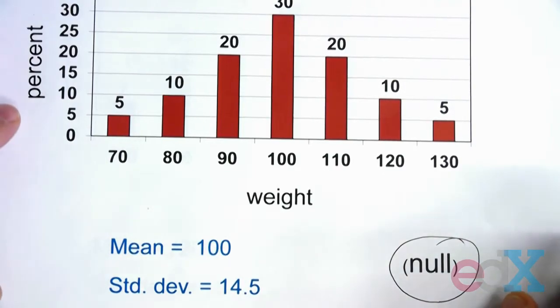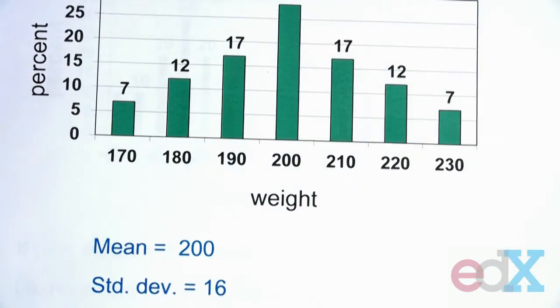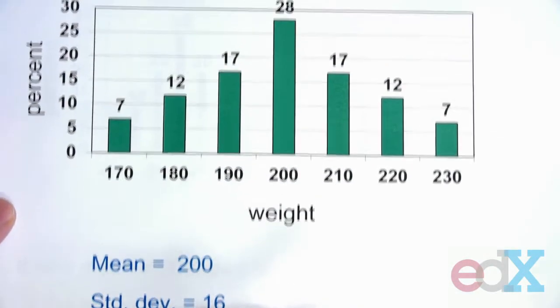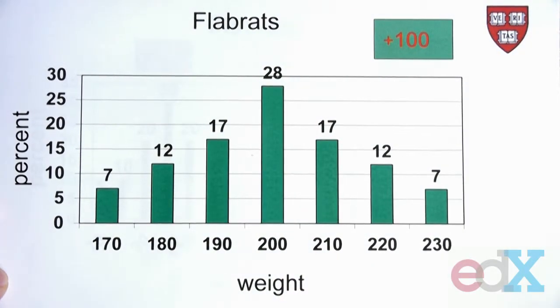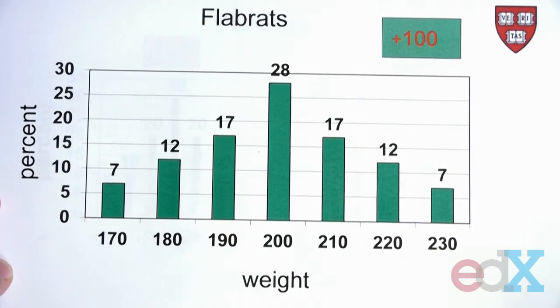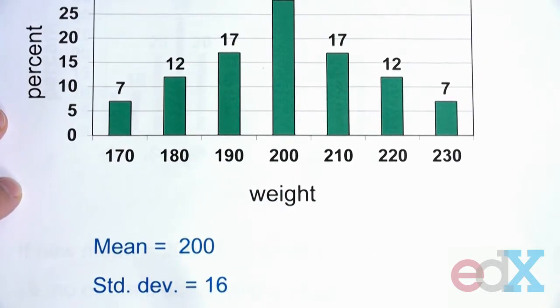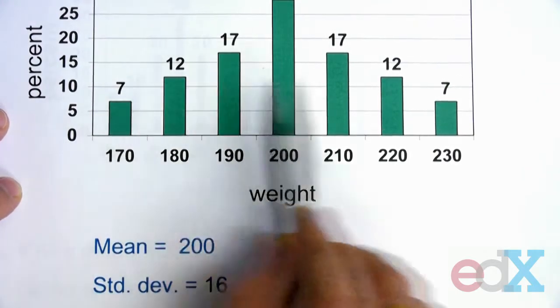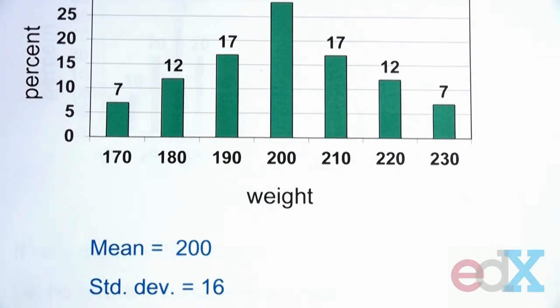Now, if we feed these FLABRATs a diet called the plus 100 diet, what does that do? Well, we shift the whole distribution over 100 units. And now the mean becomes 200, but the standard deviation changed a little bit too. So instead of having 5% on the extremities, we've got 7% on the extremities. So the standard deviation becomes 16.